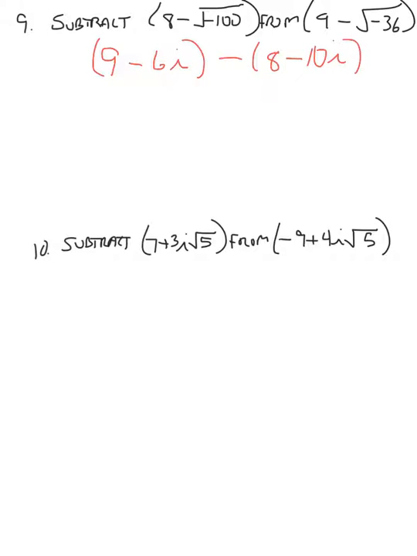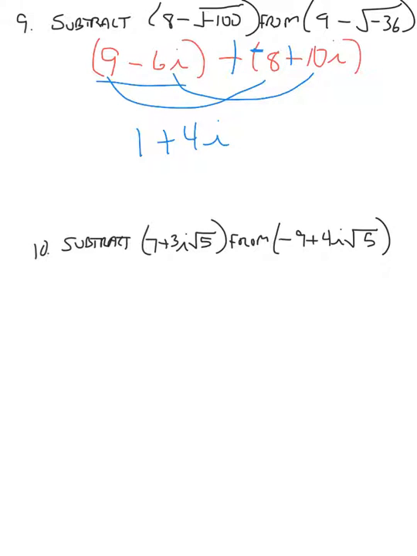So use that old trick with keep change change. I will keep the first one, change to addition, and change signs on both. And now like terms: what is 9 and a minus 8? That's 1. What's a minus 6i and a plus 10i? Plus 4i. And bingo, subtraction really isn't that hard.